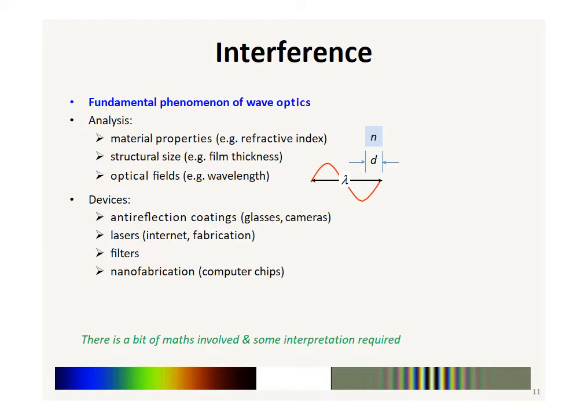We use it both for analysis of materials, such as finding the thicknesses of thin films, or for working out the wavelength of light. And we also use it in devices. For example, the anti-reflection coatings on glasses and camera lenses are based on the interference effect, and filters and even fabrication now of computer chips is done also using interference.